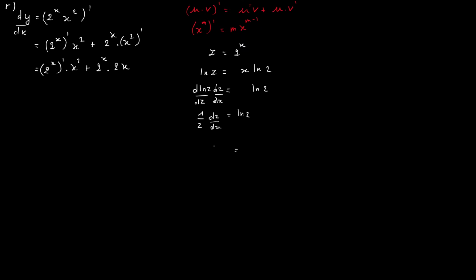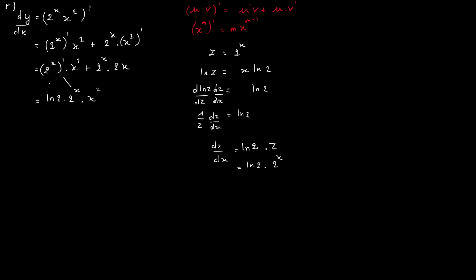Moving z to the other side, we find that the derivative of z to x is equal to ln 2. Let me rewrite it a little bit so it doesn't look like a z: ln 2 times z. Substituting z back in, that's equal to ln 2 times 2^x. Filling that back in, we get ln 2 times 2^x times x squared for this part.